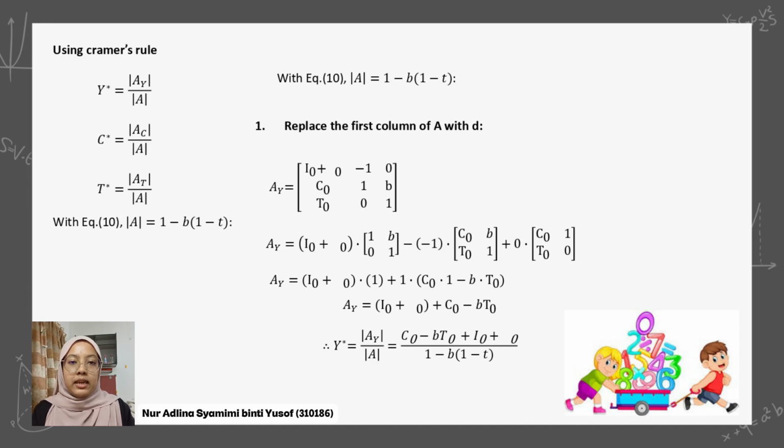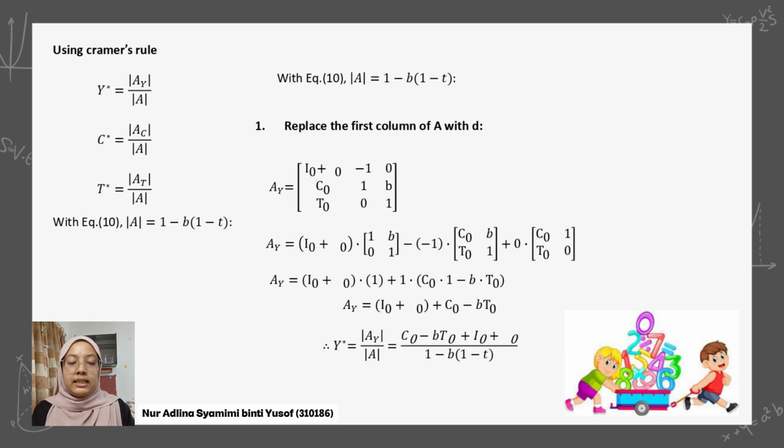Calculating the determinant and dividing by the determinant of A. So let us begin with the Y star. To find Y star, we replace the first column of A with a D, forming matrix A sub Y. The first row is I sub O plus G sub O, -1 and 0. Second row is C sub O, 1 and B. Third row is T sub O, 0 and 1.